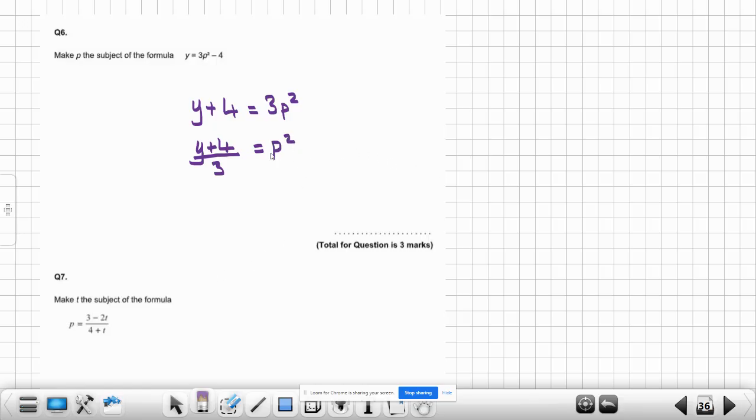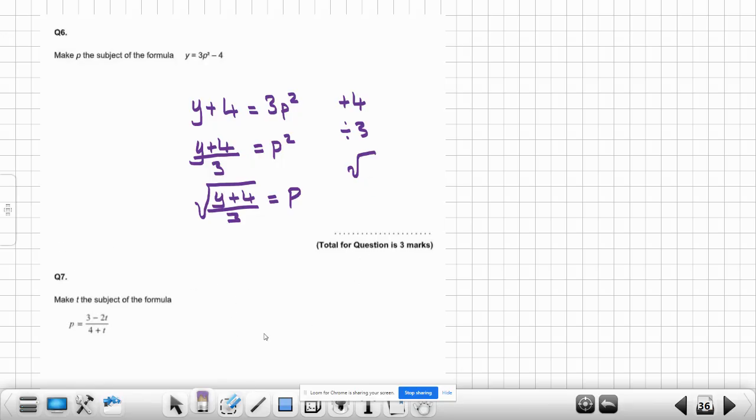And then finally, because we've got p squared, we want to square root both sides. So we need to put a square root all the way around that. Y plus 4 over 3, all square rooted, equals p. So not too bad as long as you do it in the right steps. So the first thing we did was to add 4 to both sides, and then we need to divide by 3 to both sides, and finally we square root. Okay, so that's that one.